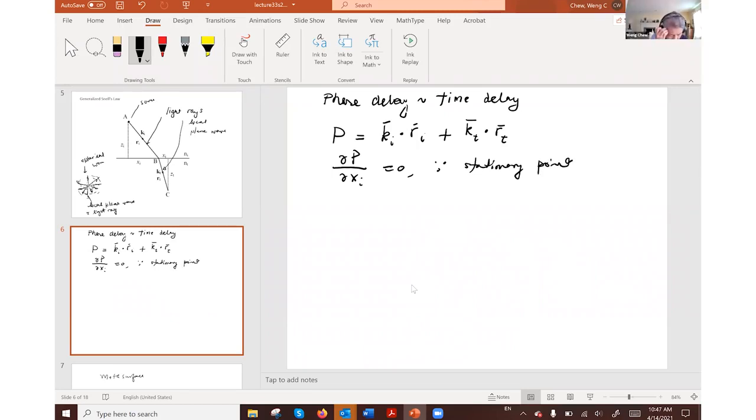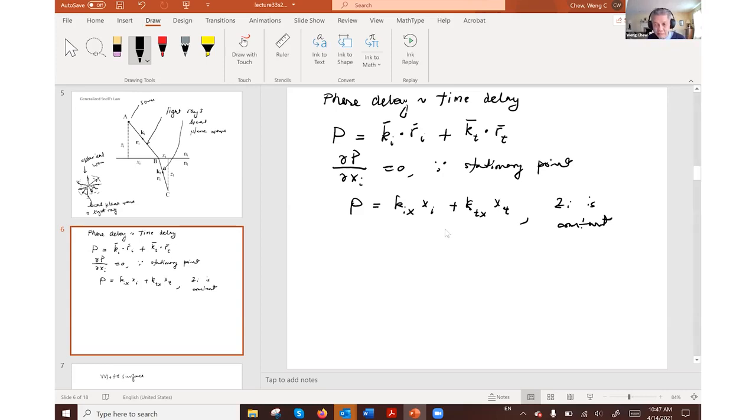And then now you can write this out explicitly. Then you can actually show that P as a function of X will be KIX XI for this part, and then the other one will be KTX XT, and we say that ZI remains constant.